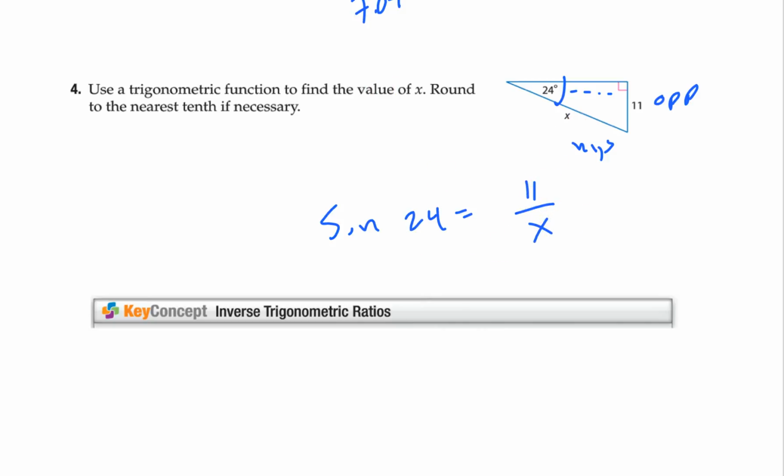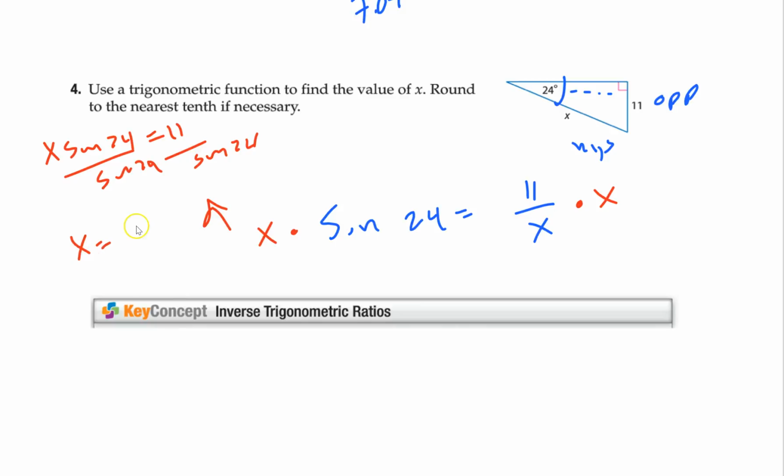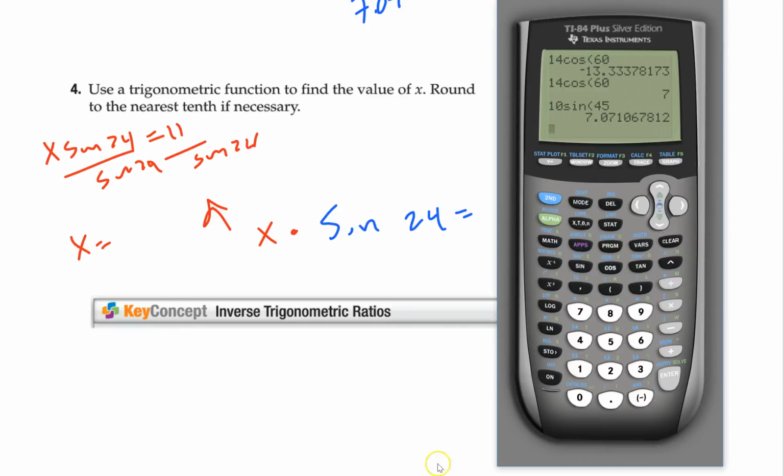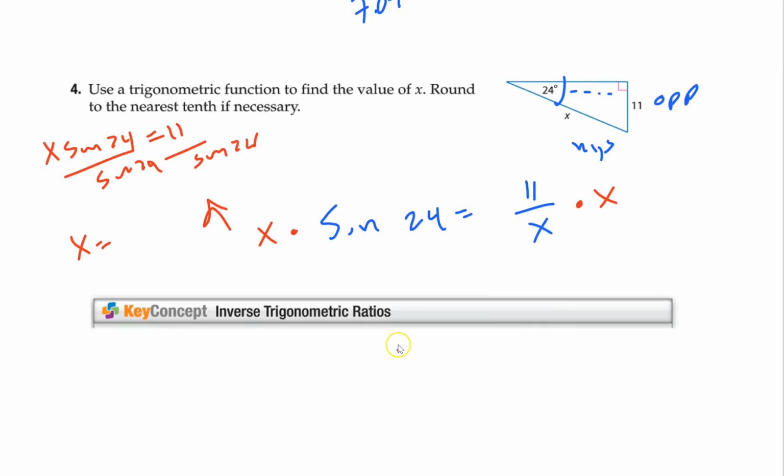The exact same way. Let's get rid of that x, multiply both sides by it. And then you get x sine of 24 equals 11. So we're going to divide by sine of 24. It takes an extra step, but it works the same way. x equals 11 divided by sine of 24. So about 27 degrees, roughly. So that's the idea.